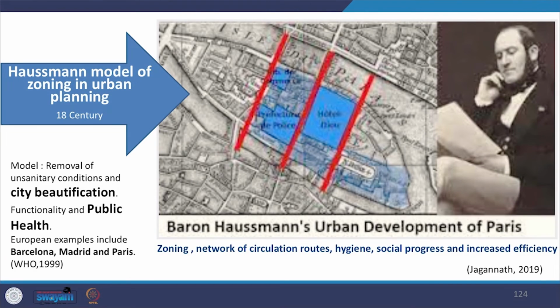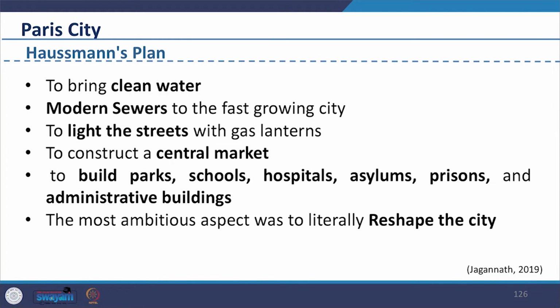Then Napoleon III trusted Haussmann as the central architect and administrator to change Paris and reinvent it as one of the central economic hubs of the world. He asked him to modernize Paris, to bring clean water and modern sewers to the fast-growing city, to light the streets with gas lanterns, to construct a central market, and to build parks, schools, hospitals, asylums, prisons, and administrative buildings.